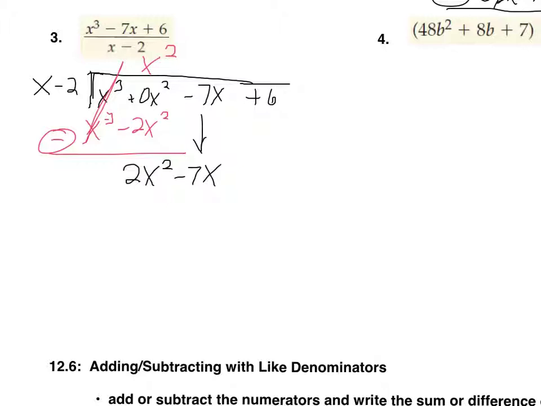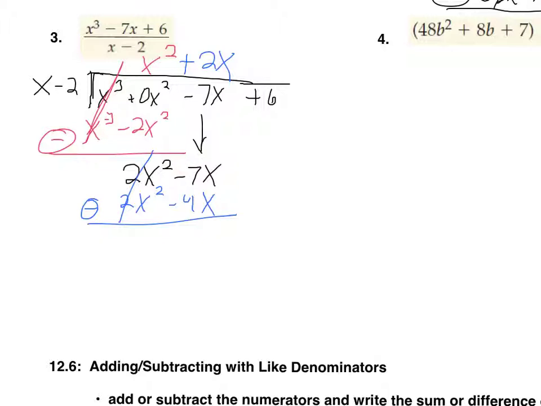So positive 2x. And when you multiply that, you'll get 2x squared, but you also need to multiply 2x by negative 2. So 2x times negative 2 is negative 4x. Then we're going to subtract. Of course, the first ones go away. Now look at this one. I would definitely use a calculator for this.